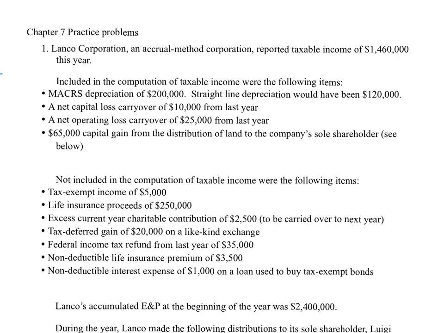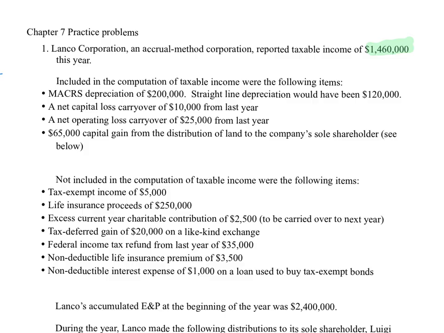All right, so what do we know? Well, we know they're an accrual method corporation and they report taxable income of $1.46 million. Well, do we need to worry about that? Yeah, we absolutely do, because remember that our calculation of current earnings and profits starts with taxable income. So we absolutely need to pay attention to that.